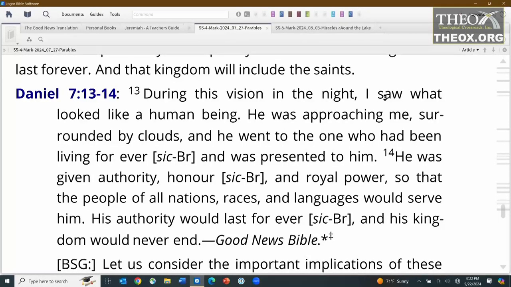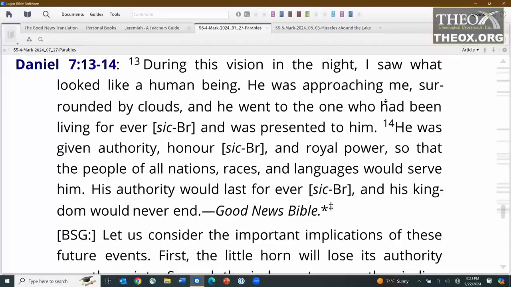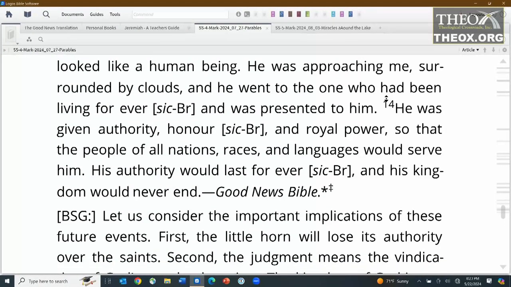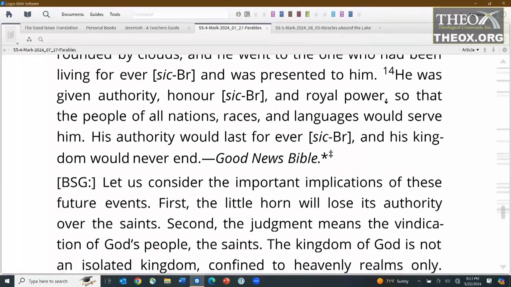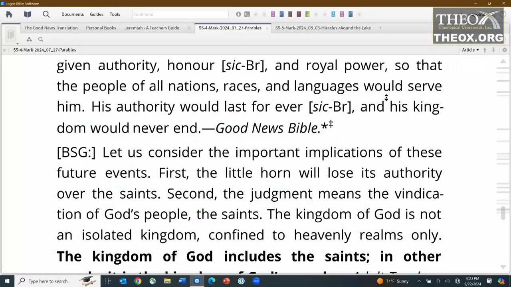During the vision in the night, I saw what looked like a human being. He was approaching me, surrounded by clouds, and he went to one who had been living forever and was presented to him. He was given authority, honor, and royal power so that the people of all nations, races, and languages would serve him. His authority would last forever, and his kingdom would never end. Amen. Let us consider the important implications of these future events.